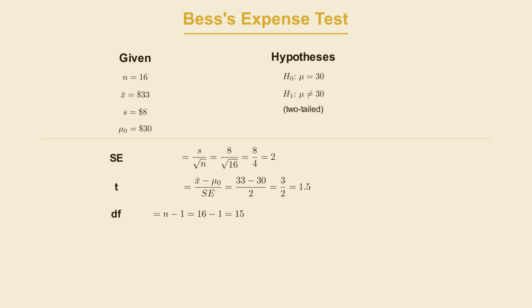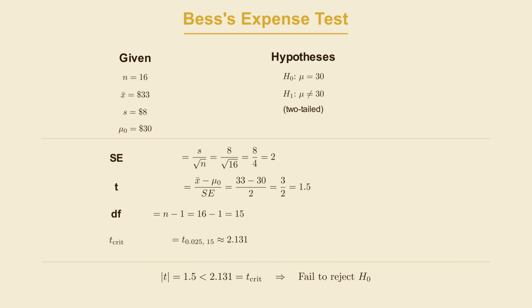The degrees of freedom here is 16 minus 1, which gives us 15. For a two-tailed test, at alpha equals 0.05 with 15 degrees of freedom, the critical value from the t-distribution is approximately 2.131. Her test statistic is 1.5, so it does not clear the threshold, and she fails to reject the null. The $3 gap between her mean and the $30 guideline sounds like it means nothing, but given the sample size and variability in the data, a gap that size ends up being exactly what you'd expect by chance, even if her true average were $30.